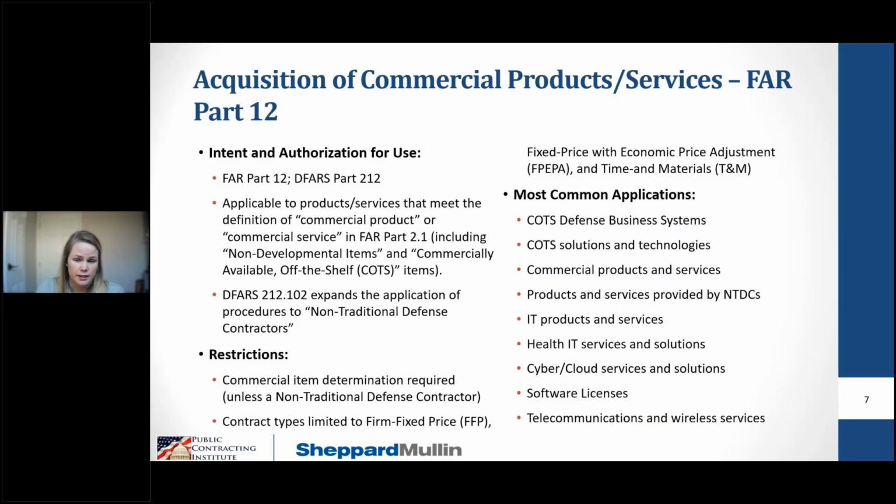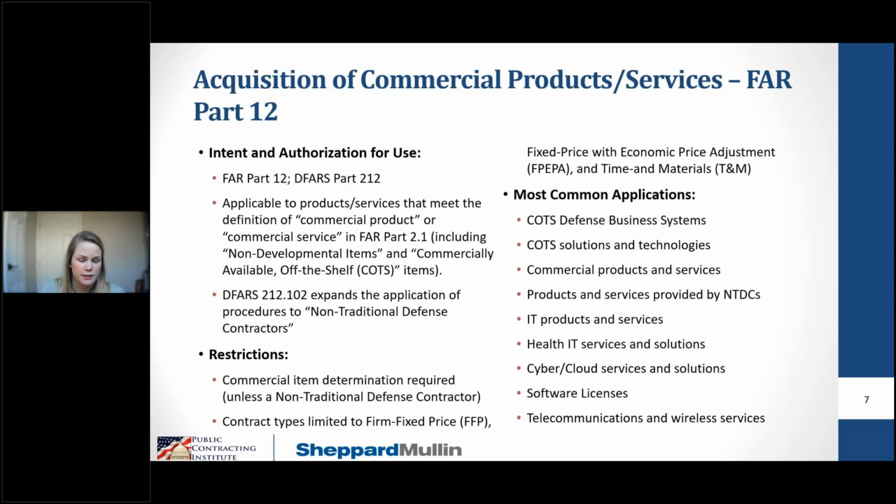The general thought or premise behind Part 12 is that when the government's procuring items already available in general commerce, the full negotiated procurement process does more harm than good by not only making it take longer to procure simple things like staplers and printers, but also by deterring companies that provide these products from government contracts because they do not want to or cannot comply with standard FAR and DFARS requirements.